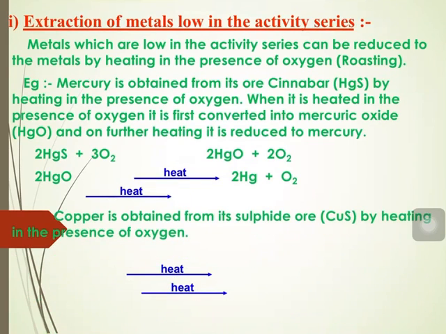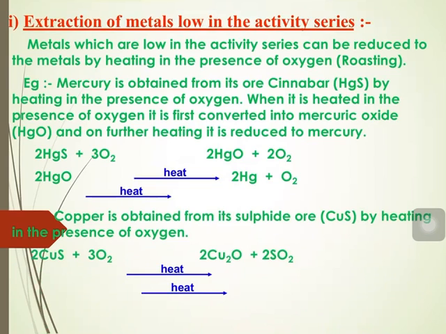Copper is also obtained from its sulfide form, that is known as copper sulfide, on heating in presence of oxygen. When we say heating in presence of oxygen along with high temperature, that process is known as roasting. So this copper sulfide in presence of oxygen, when heated, gives copper oxide.